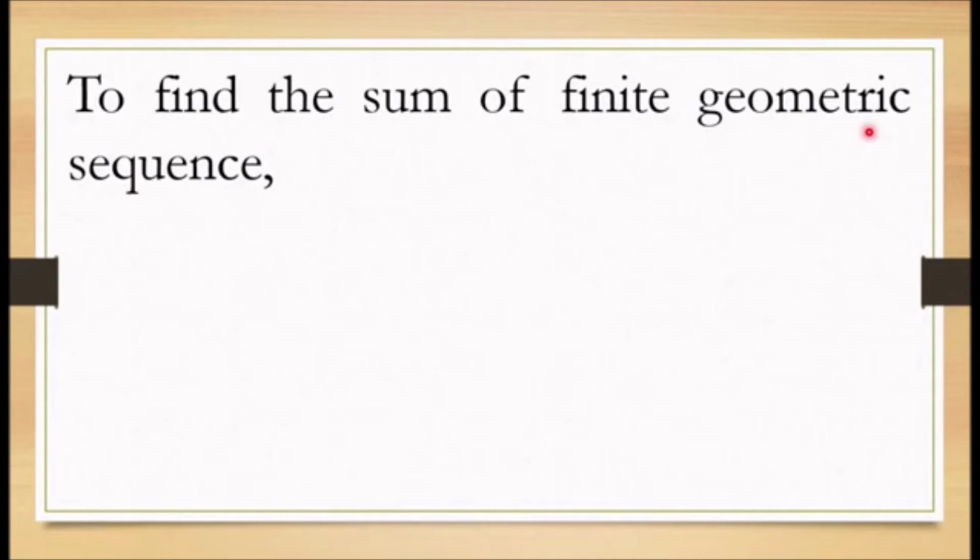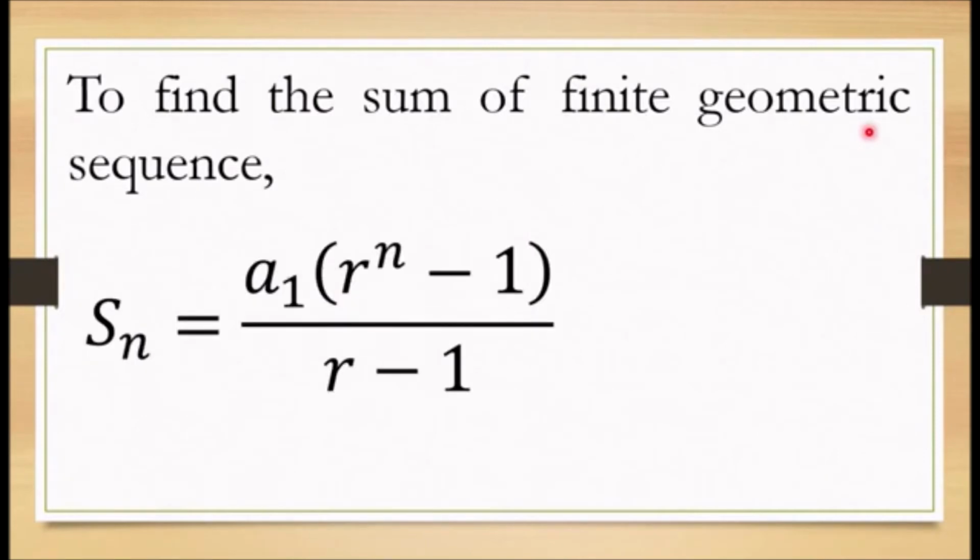So, to find the sum of a finite geometric sequence, what are we going to do to find S sub n, or the sum of the sequence? We have this formula. S sub n is equal to a sub 1 times quantity r raised to the power of n minus 1, all over r minus 1. So only r is raised to n. And take note that r, the common ratio, should not be equal to 1.